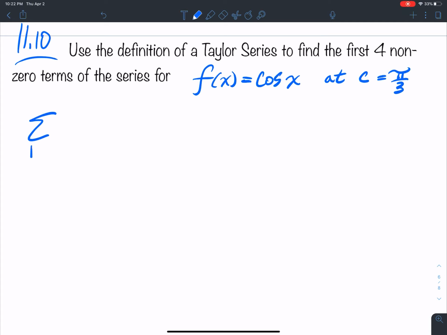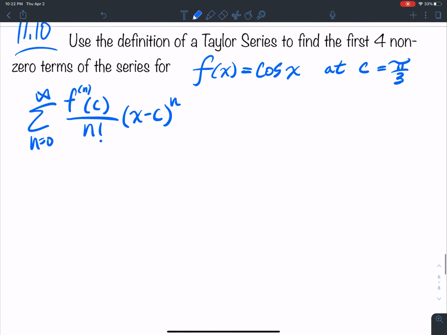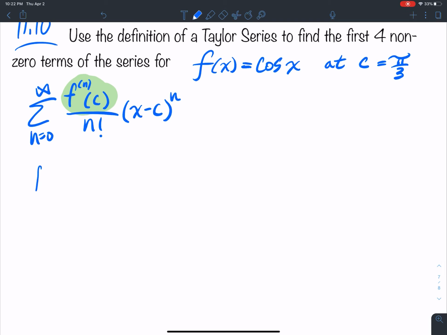That's the sum from n equals 0 to infinity of the nth derivative of the function f evaluated at the center c divided by n factorial times x minus c raised to the n power. Okay? So what do we really need to calculate here? Well, really what we need to figure out is what this is. Okay? So let's start with n equal to 0.